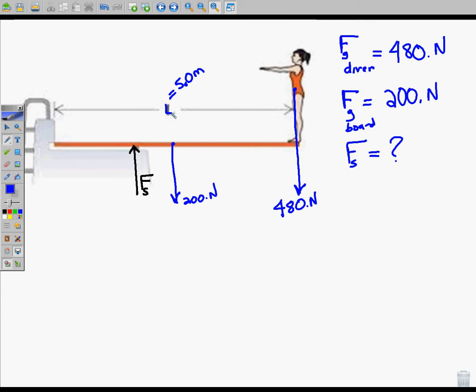So the length of the whole board is 5 meters. And this little attachment right here, where the beam is actually set, what is that distance from here to the end? I did not see that till right now. There's a little pad right there that the board sets upon.